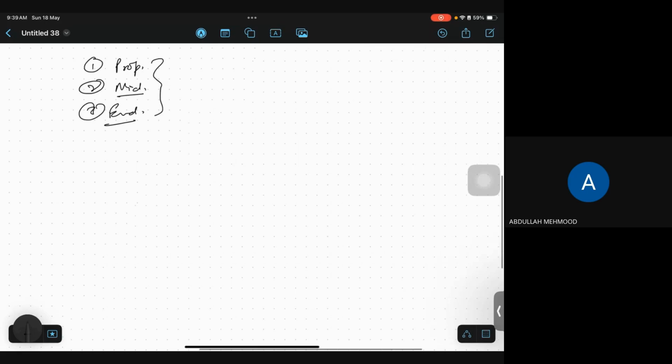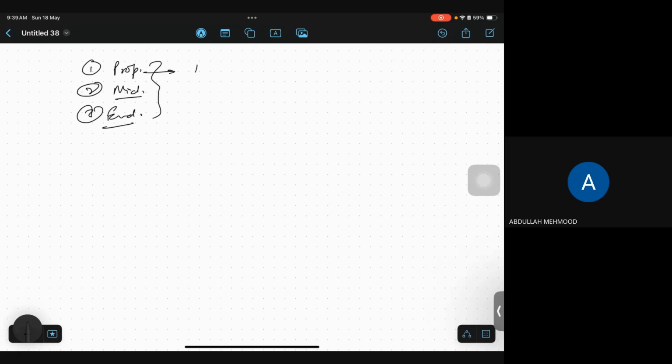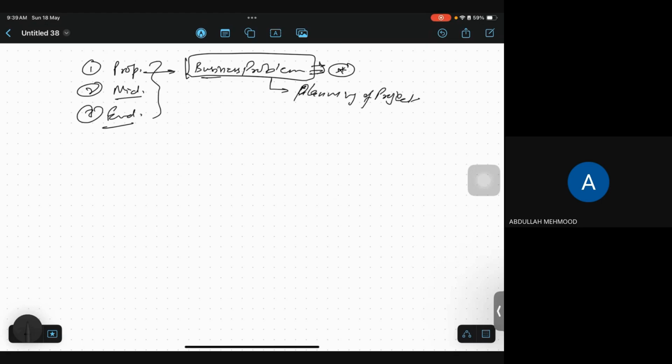In the proposal phase, mainly we are focusing on a business problem, right? This is the key point which is going to be critical in your proposal stage. Apart from that, we are also focusing on your Gantt chart, your planning of the project, in the sense of how you are planning your project in the form of a Gantt chart or your work breakdown structure, WBS, right? These are the critical points we are using here.